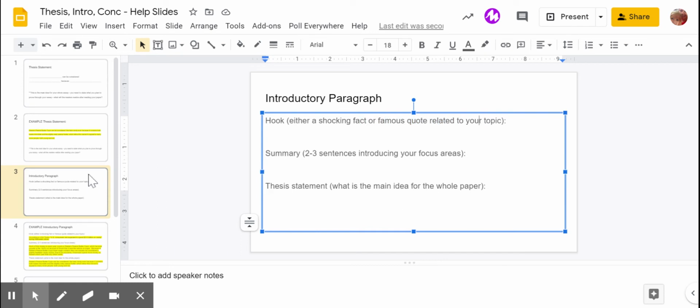Thesis statement, you've already done it. That's on your other slide. You're going to copy paste it in. And in the middle is your 2 or 3 sentences introducing your focus areas. So if you were doing yours on Adolf Hitler, and let's say your 3 focus areas were his childhood, his rise to power, and then during the Holocaust. All right. What you would do is take a little bit of each one of those focus areas and introduce it here. And you can do that in 2 or 3 sentences.